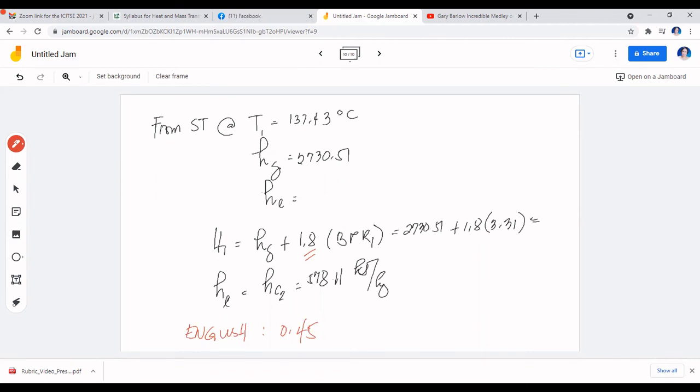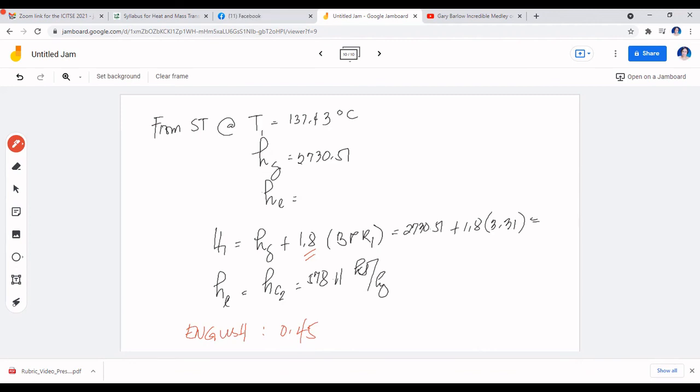You do the same procedure with the other enthalpies in the other effects. So H2 will be Hg2 plus 1.8 times BPR2. H3 will be Hg3 plus 1.8 times BPR3. So those will be the values reflected in the energy balance.